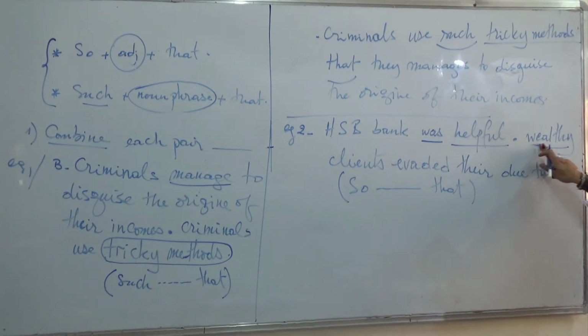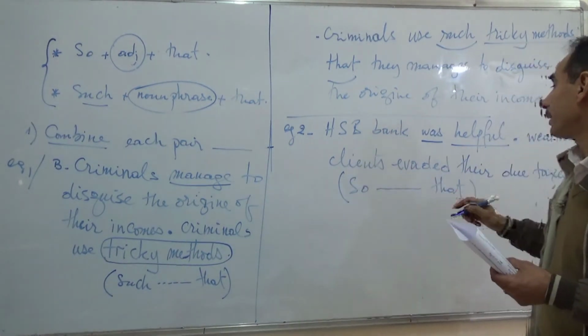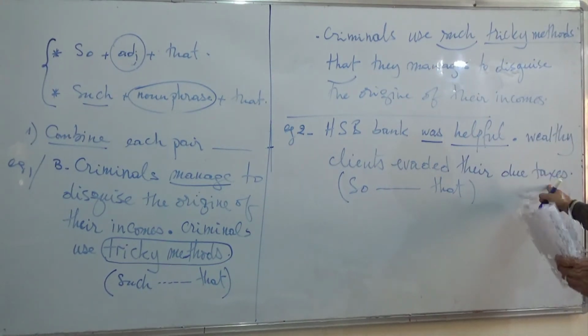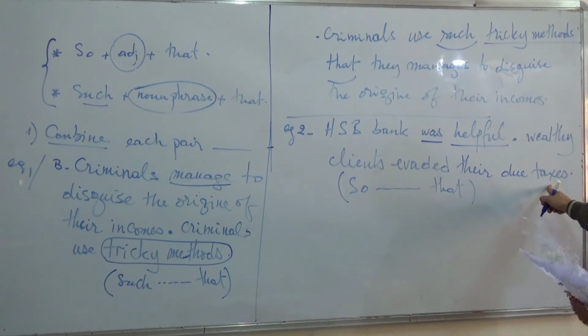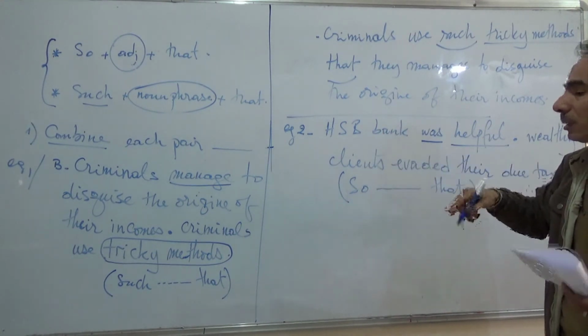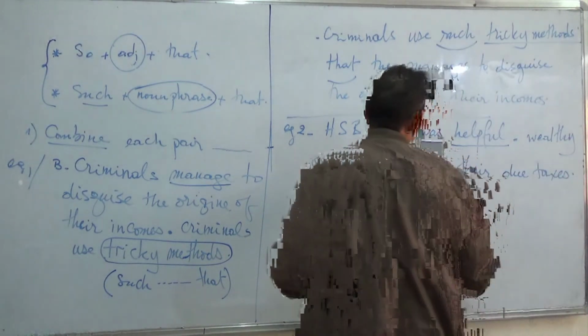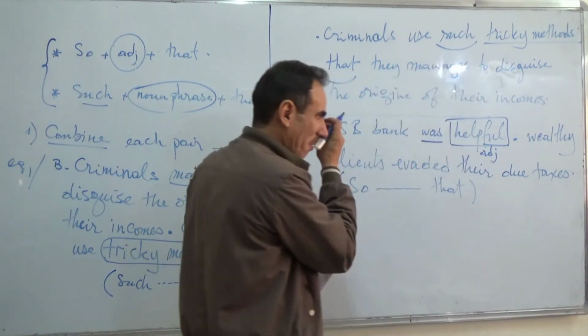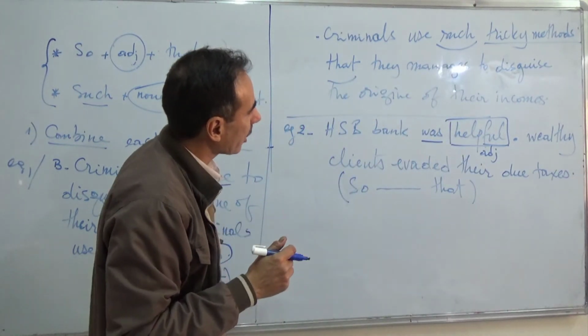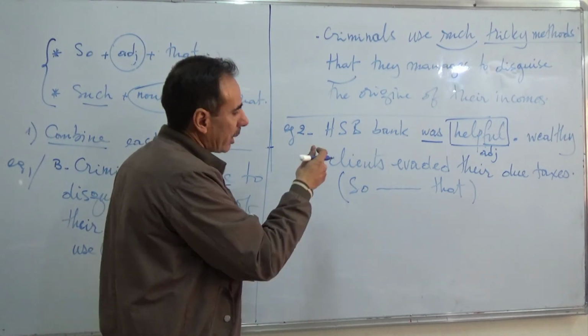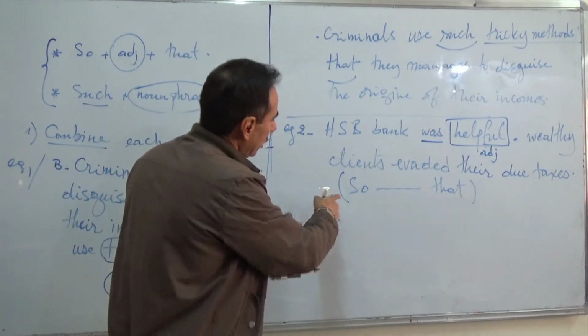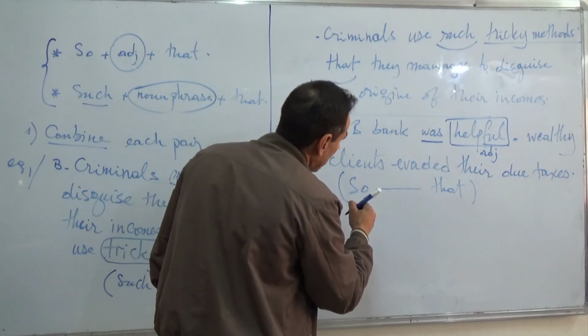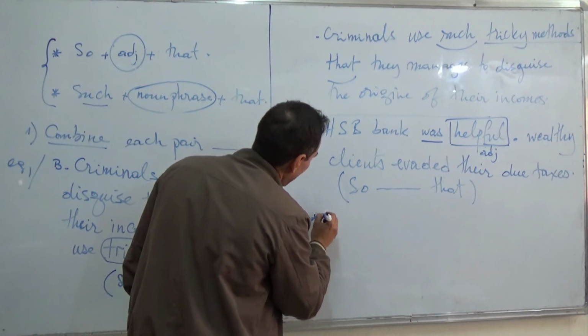Wealthy here means rich people, rich clients. Wealthy clients evaded their due taxes means they don't want to pay their taxes to the state, to the government. And who helped them? The bank, which is illegal, which is also unethical. Here I have an adjective. So I can link the two sentences using this structure.